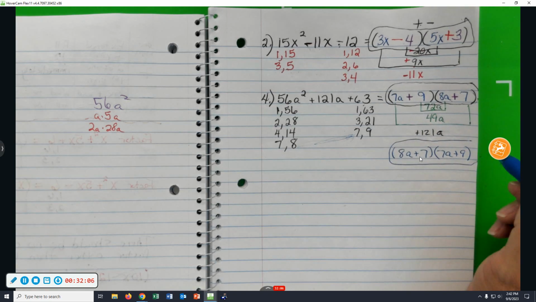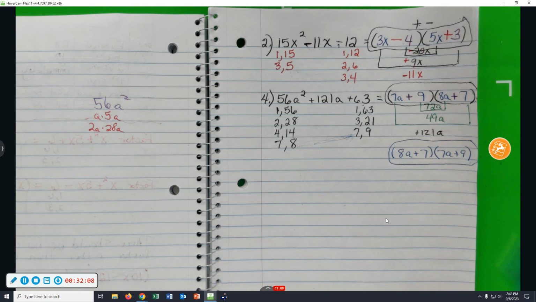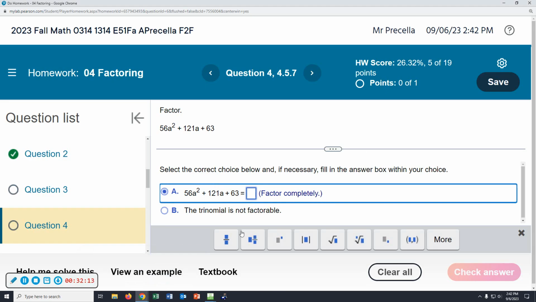So I'm going to type the 8a plus 7 times the 7a plus 9, just to point out that the order that he's writing them the first time doesn't matter. So 8a plus 7. 7a plus 9.